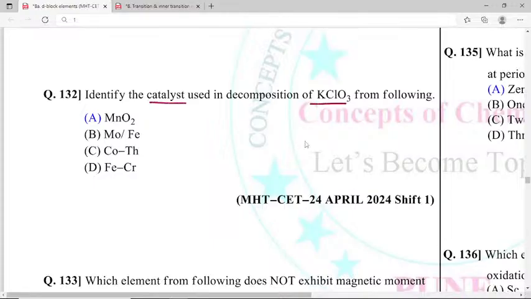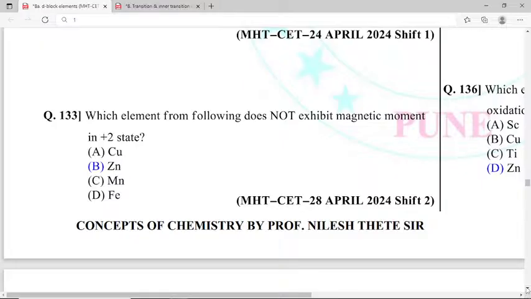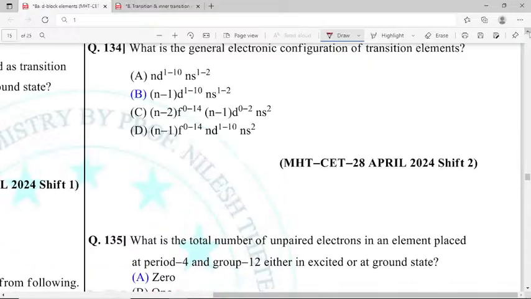The catalyst used for decomposition of potassium chlorate is MnO2, manganese dioxide, which decomposes potassium chlorate into KCl and oxygen. Which element does not exhibit magnetic moment in the +2 oxidation state? Zinc. Zn +2 is 3d10, so 0 unpaired electrons, which means 0 Bohr magneton. There is no magnetic moment.